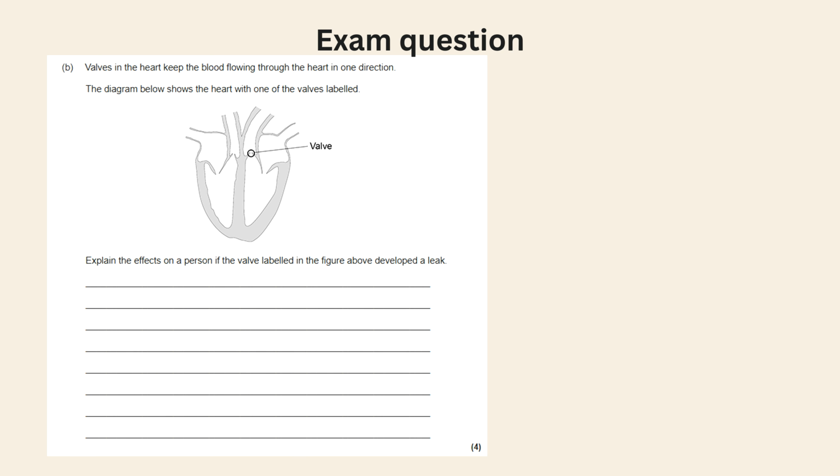I know you have seen this exam question before, whether in lesson or in your revision when you are doing your independent work at home. It says valves in the heart keep the blood flowing through the heart in one direction. The diagram below shows the heart with one of the valves labeled, and they want you to explain the effects on a person if the valve labeled in the figure above developed a leak. And here is the model answer.